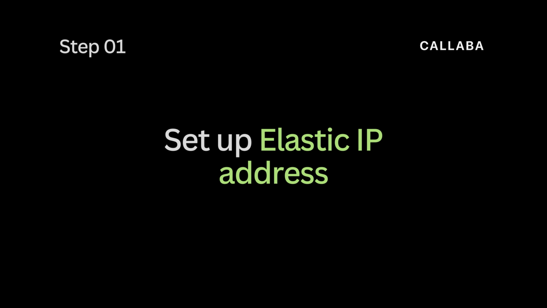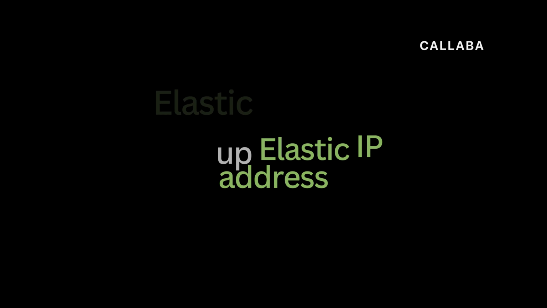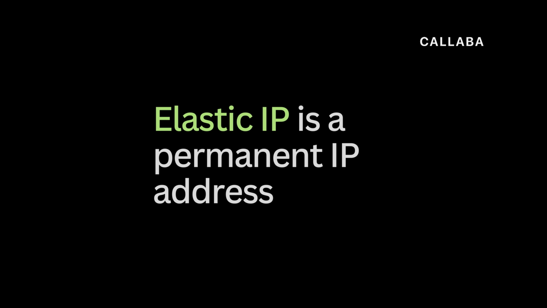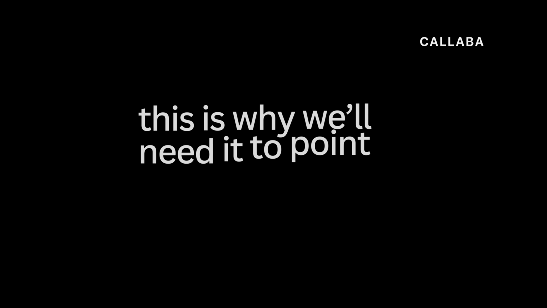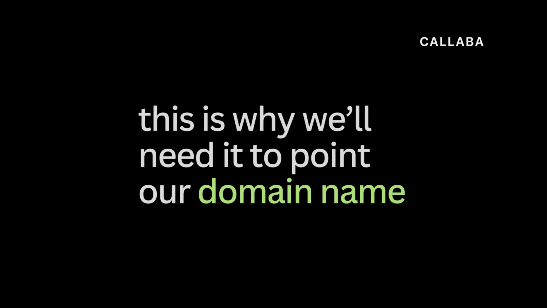First step is to set up Elastic IP address. Elastic IP is a permanent IP address. It does not change when you stop and start your instance. This is why we'll need it to point our domain name to it.